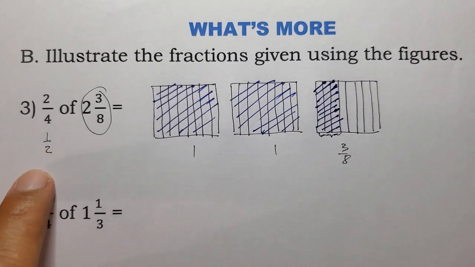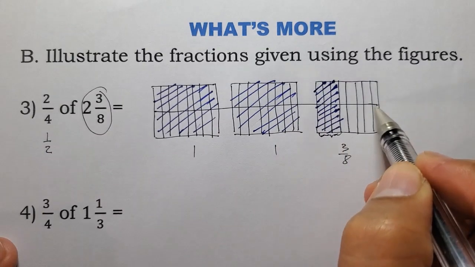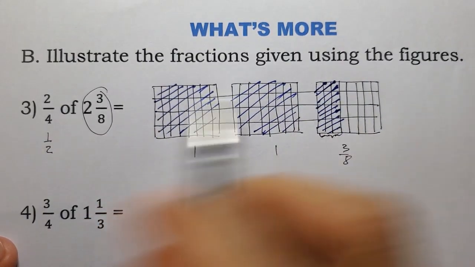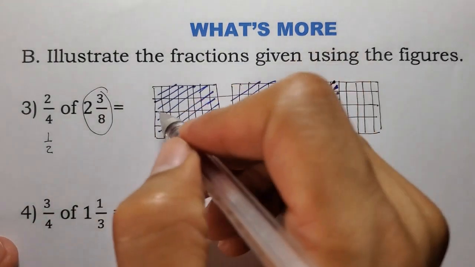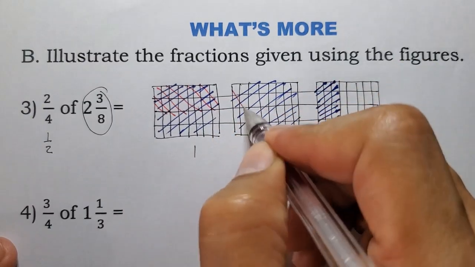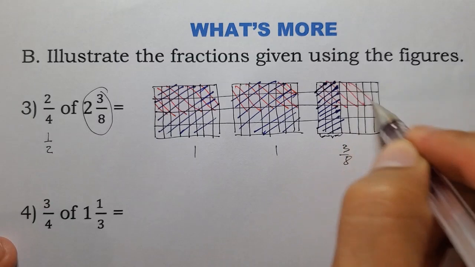Then after that one, you get the 1/2 or 2/4. You could get 1/2 or 2/4. When you say 2/4, we will have to divide it into 4 equal parts. Okay. After that one, you will only shade half of it. 2 out of that 4, and 2 out of that 4.